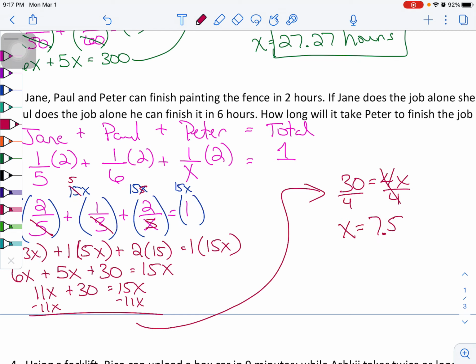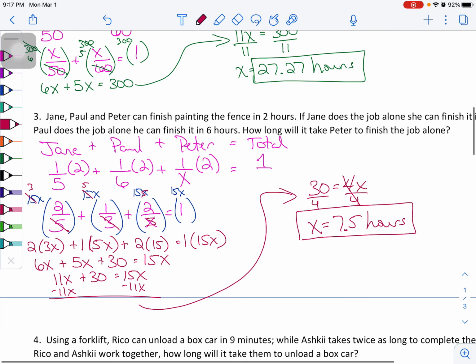I'm going to divide both sides by 4. So let's see, what is 30 divided by 4? That is 7.5. So if Peter had to paint the fence all by himself with nobody else helping him from start to finish, it would take him 7.5 hours.